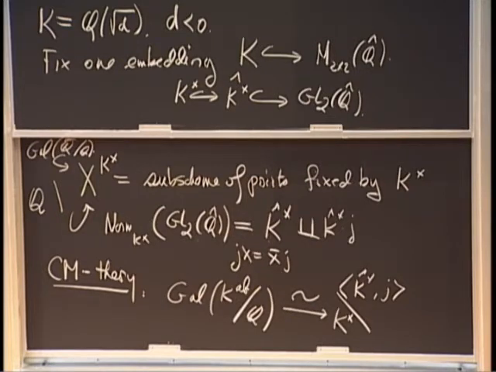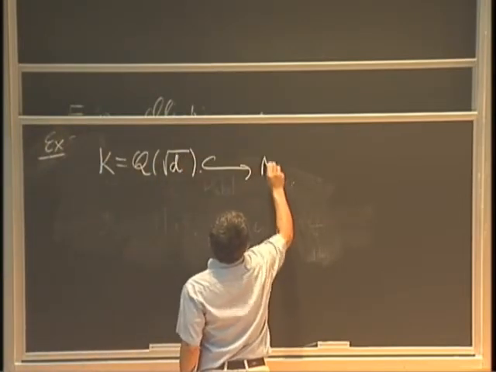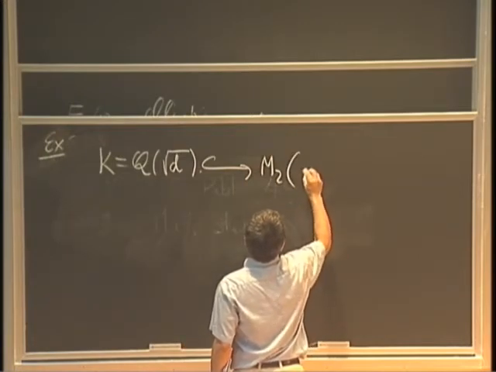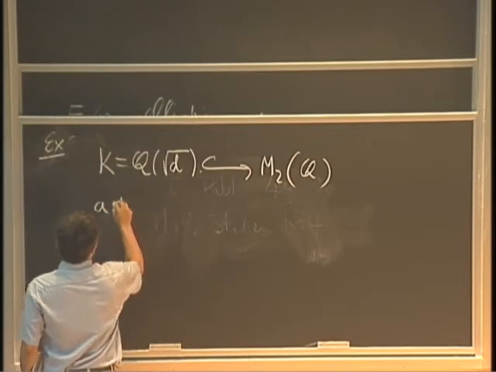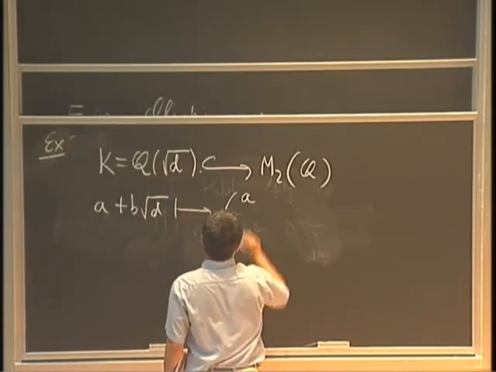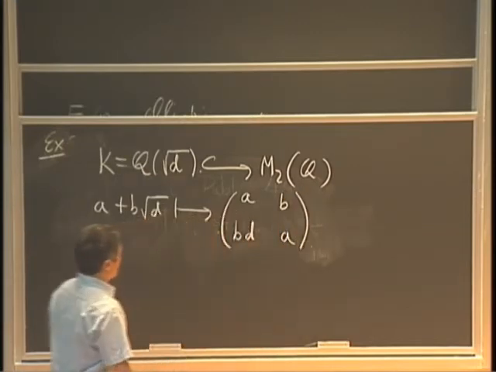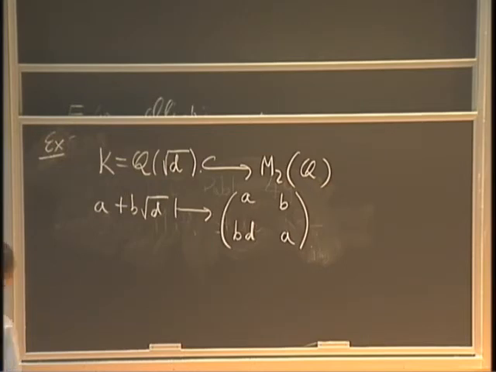And with these kinds of points, we can interchange the Hecke action and the Galois action. So let me give you some example. For example, if K equals Q of square root of D, then you can embed this into 2 by 2 matrices over Q. For example, a plus b square root of D goes to the matrix (a, b; bD, a). So you can make this embedding.